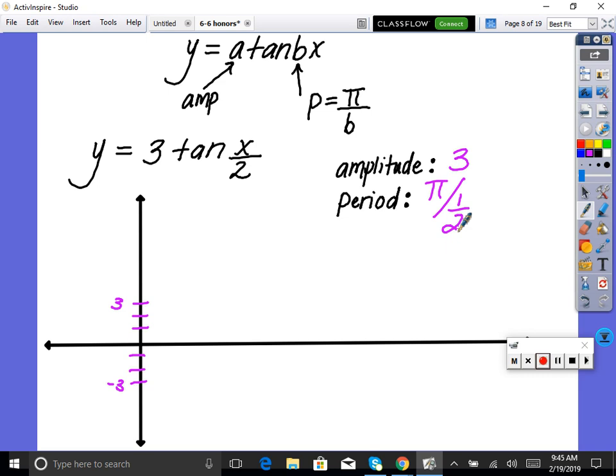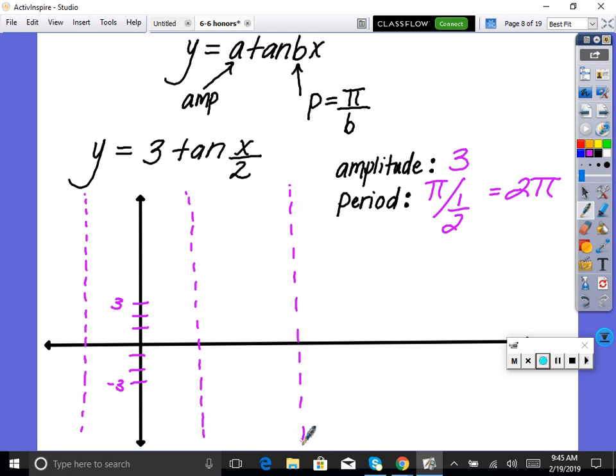So our period is what? Now it's 2 pi. Does everybody see? So the first thing I'm going to do is draw in my asymptote. So let's draw in our first asymptote. Remember, our first 2 asymptotes are going to be split perfectly over the y-axis with tangent. I'm going to draw in another cycle, and I'm going to draw in one more.